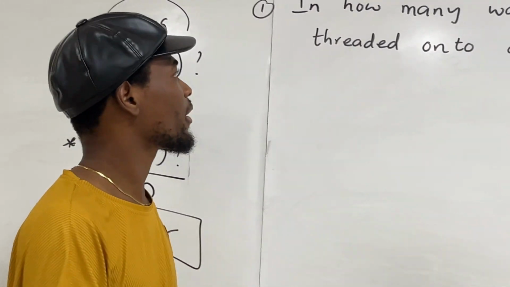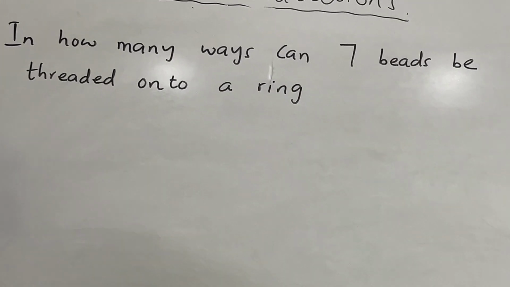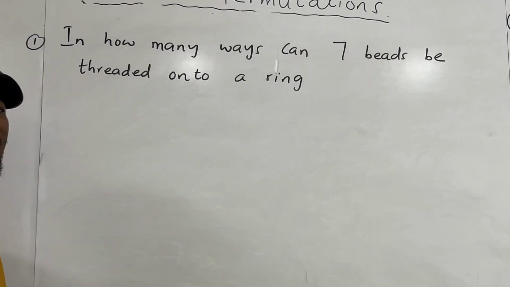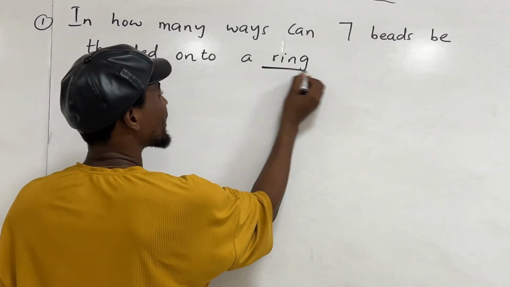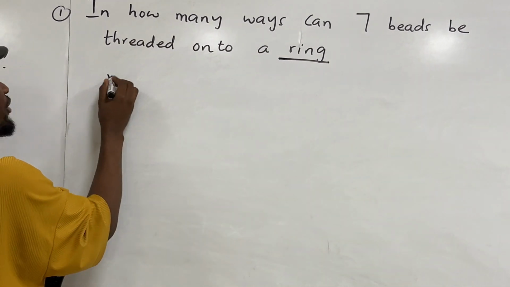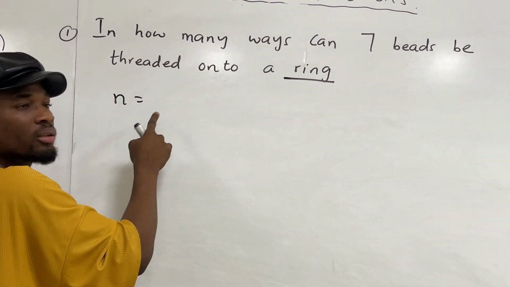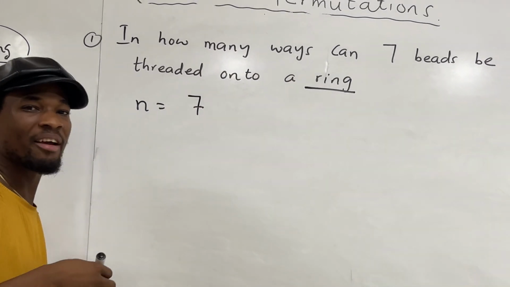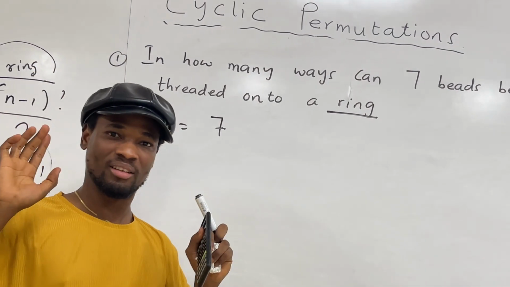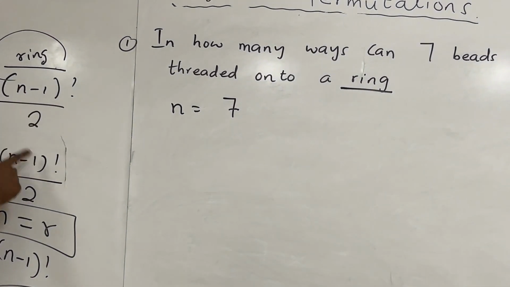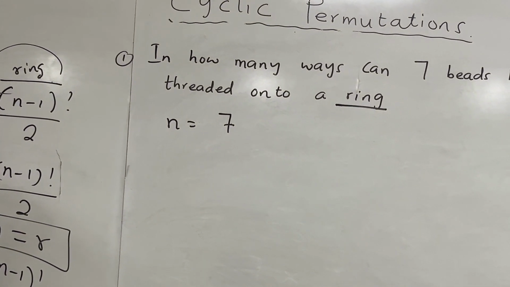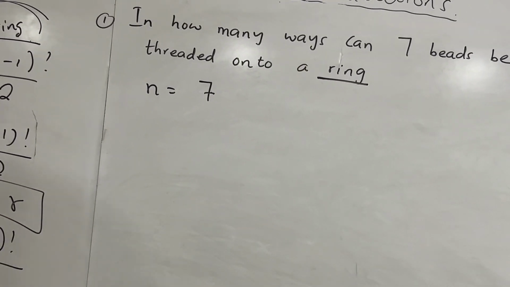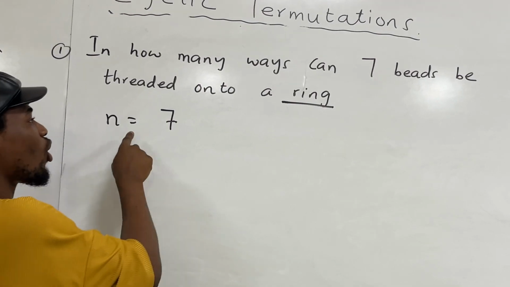Okay. So viewers, here we have: in how many ways can 7 beads be threaded on a ring? So you see the ring. Ring is a hint. So let's look out for the total number of items or objects. Here it's beads, and the total number is 7. But here, viewer, they didn't talk about r. You don't see any r over here. But immediately you talk about r, these formulas will be altered. So here, we are taking all at a time.